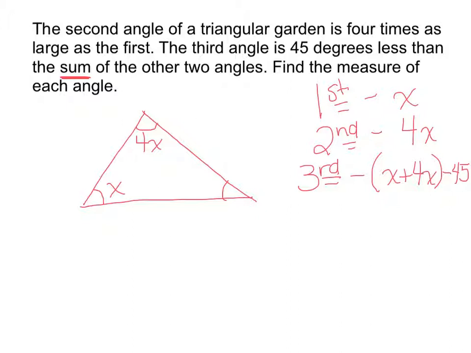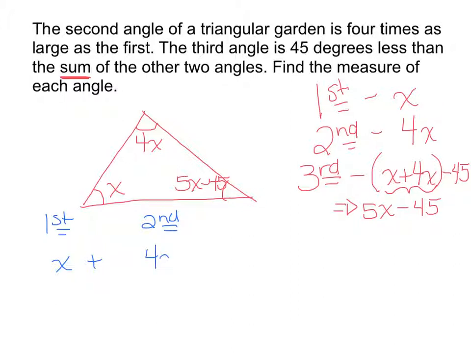So the third angle, I'm going to simplify this expression. This expression right here simplifies to 5x minus 45. So now if I put this all together, my first angle plus my second angle plus my third angle should all equal 180 because all angles in a triangle sum up to 180 degrees.